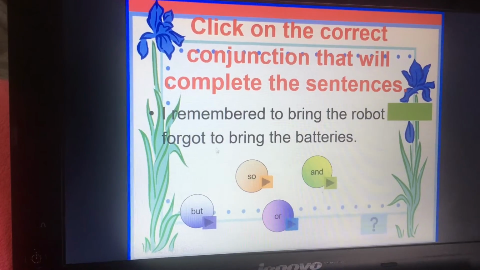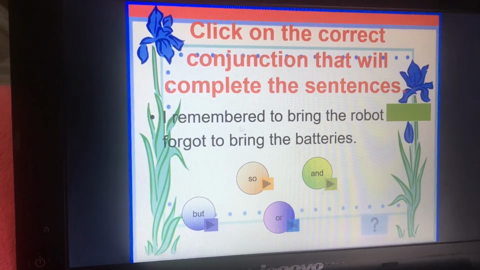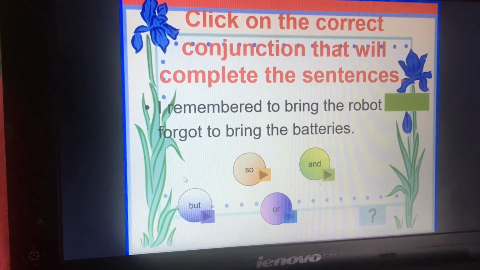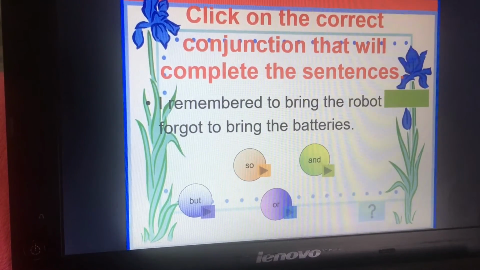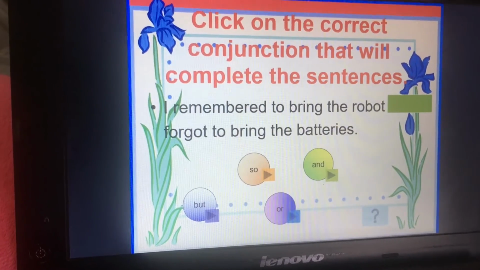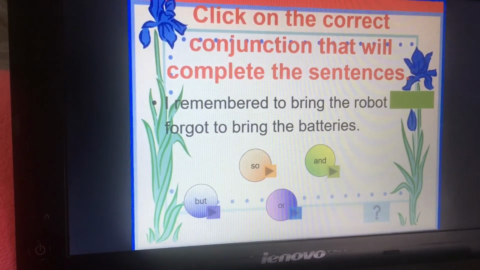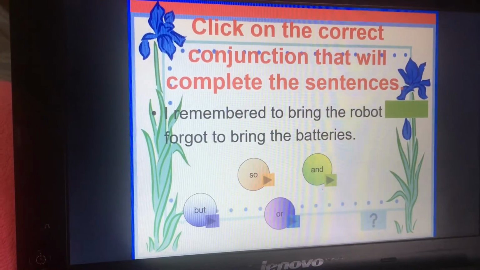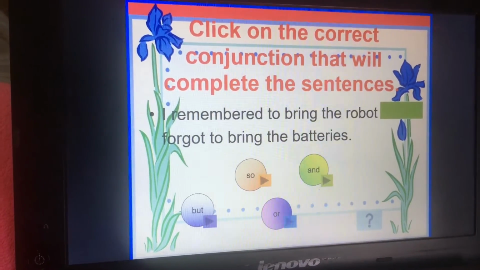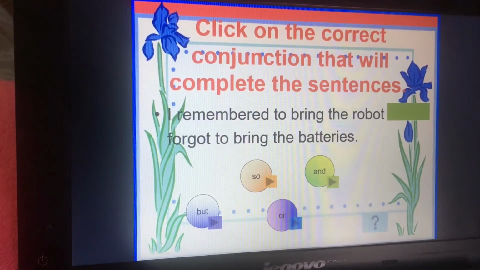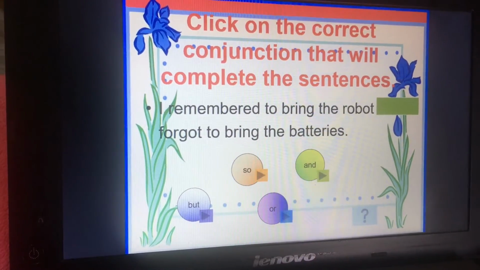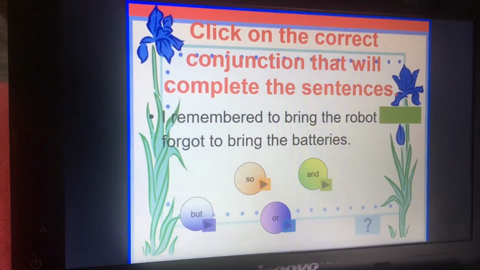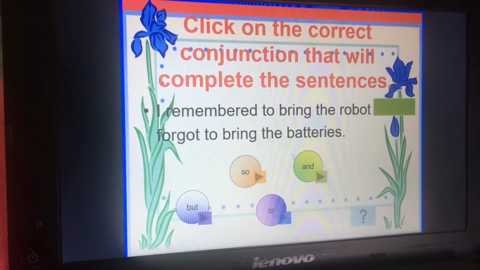Let's try to solve this exercise. I remembered to bring the robot, blank forgot to bring the batteries. Now, these are some of the conjunctions. You can use them all except for or. Now, if you put so, I remembered to bring the robot, so I forgot to bring the batteries, it does not work as well. But you can use and, and you can use but. You can never use so or or in this example.